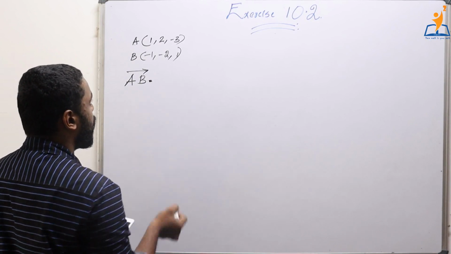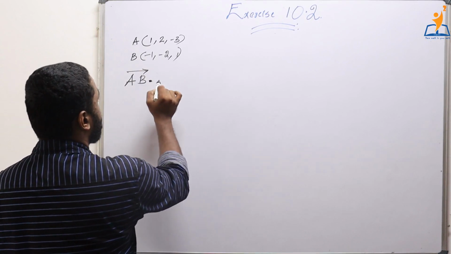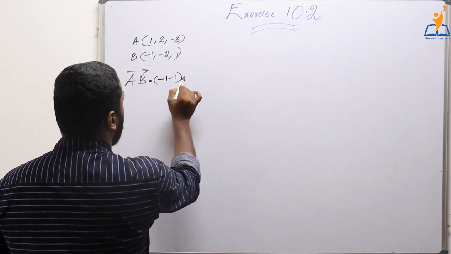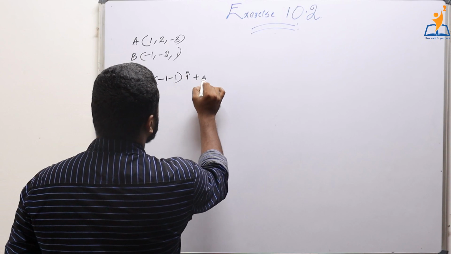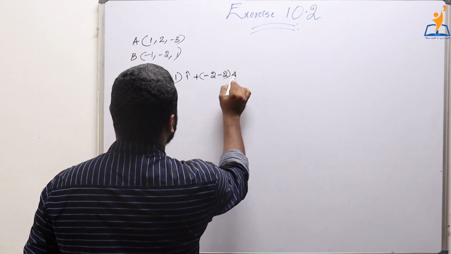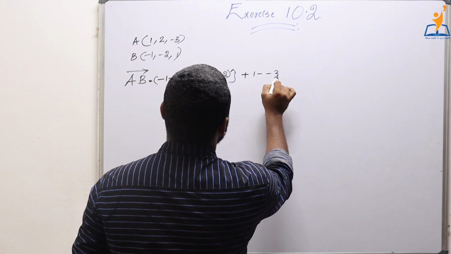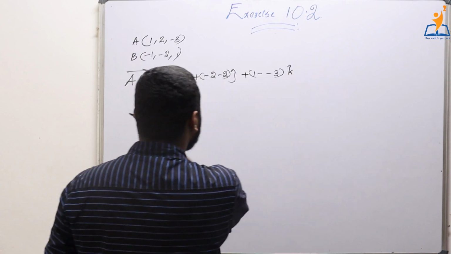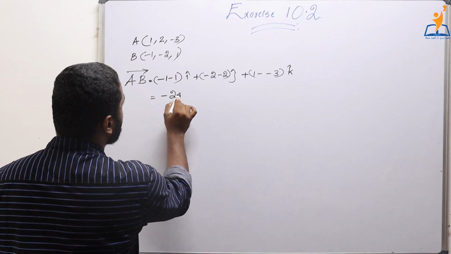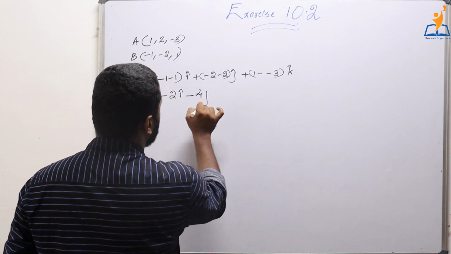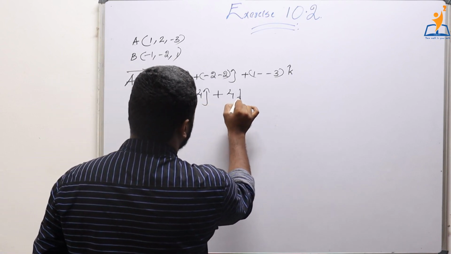We know that whenever we are given 2 points, we can find the vector form as (-1 - 1) i cap plus (-2 - 2) j cap plus (1 - (-3)) k cap. So the vector is nothing but -2 i cap - 4 j cap + 4 k cap.